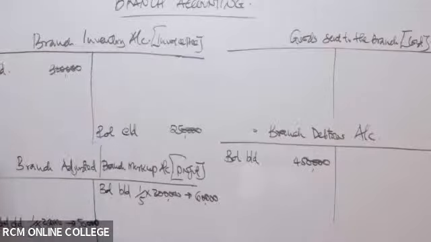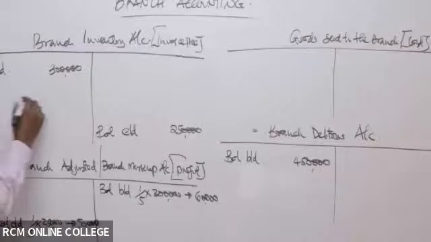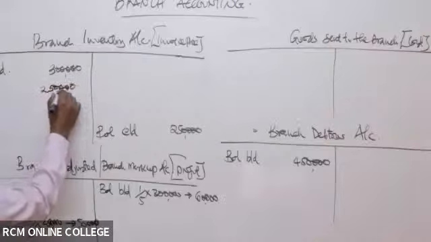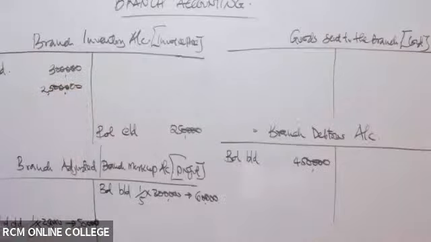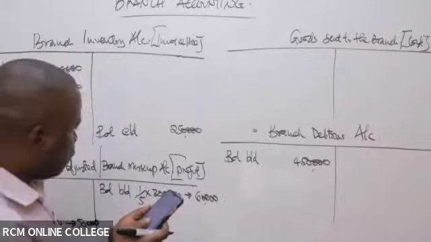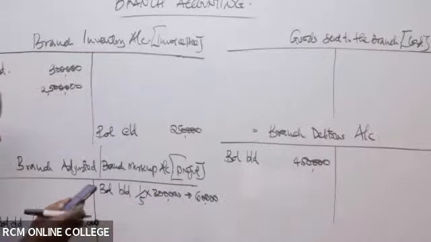So we'll be able to debit here the goods sent to the branch. This amount was actually how much? 2.5 million. So 2,500,000. You'll debit the branch inventory, which will be increasing at the branch. Then you go to the goods that have been sent to the branch.